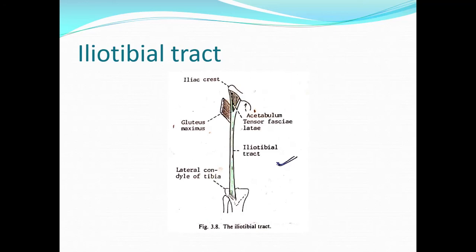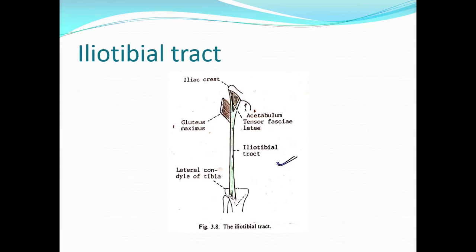The superficial slip is attached to the outer lip of the iliac crest, and the deep slip is attached to the margin of the acetabulum, and inferiorly it is attached to the anterolateral part of the lateral condyle of the tibia. The importance of the iliotibial tract is that it gives attachment to two muscles, that is gluteus maximus and tensor fascia lata. Three-fourths of gluteus maximus is attached over here.